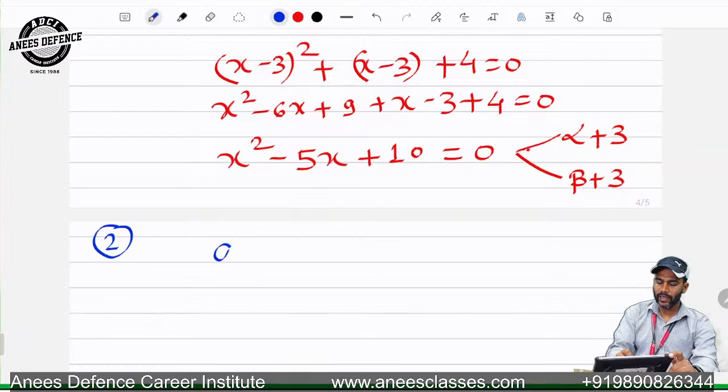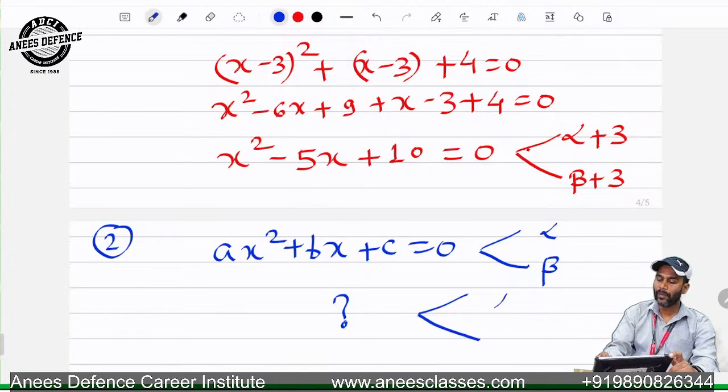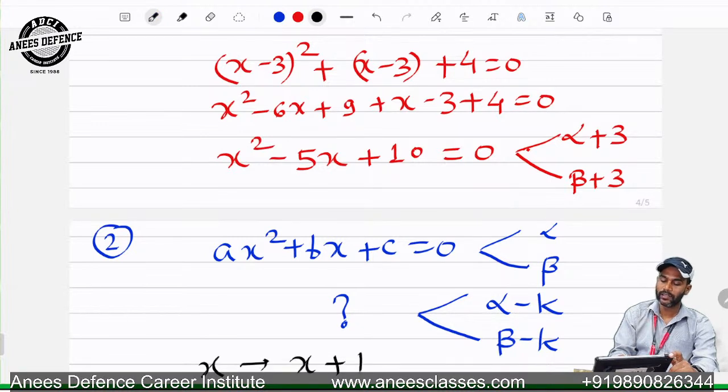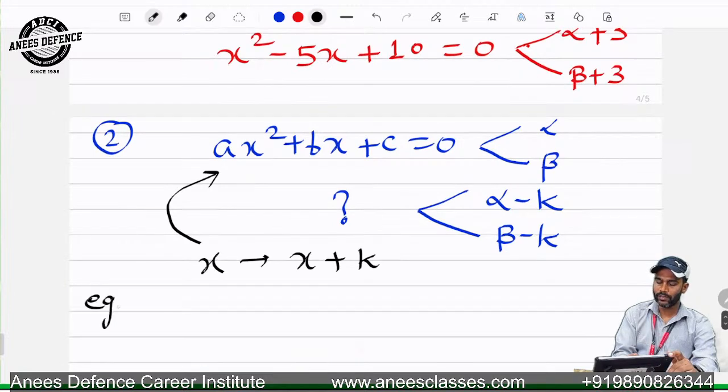Suppose we have equation ax square plus bx plus c is equal to 0 and roots are alpha and beta. And we are supposed to find out the equation of which roots are alpha minus k and beta minus k. So you already know what we have to do now. We have to replace x by x plus k this time. Why? Because we have to do the opposite. Yes or no? Okay.